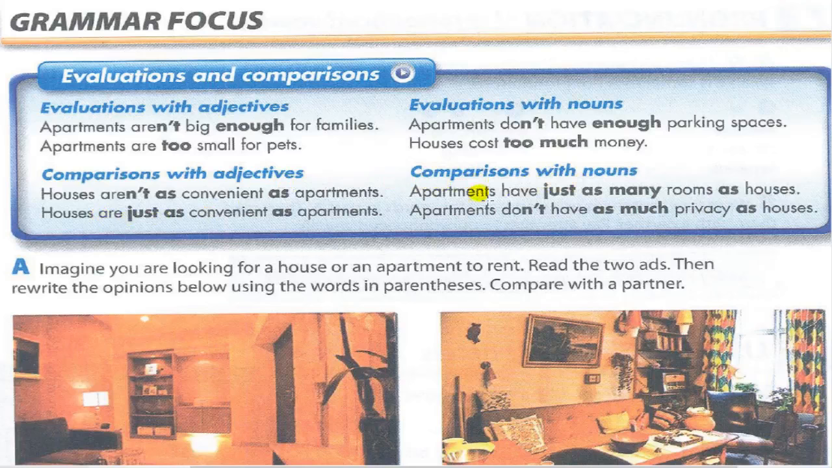Comparisons with nouns. Apartments have just as many rooms as houses. Here you compare between two, A, apartments, B, houses. I use as many rooms as, many plus count noun, a countable noun, a noun that I can count: one, two, three, four. As many cars as. One car, two cars, three cars, one room, two rooms, three rooms, four rooms, five rooms. So here, count noun.